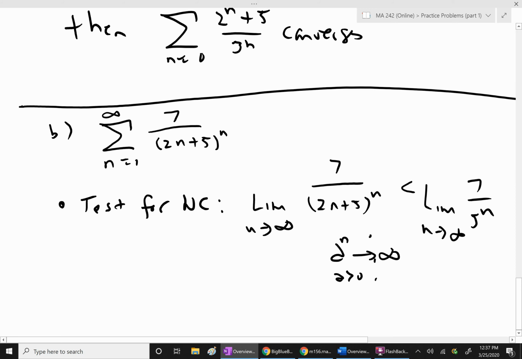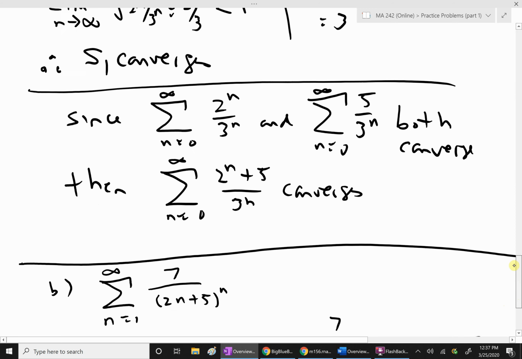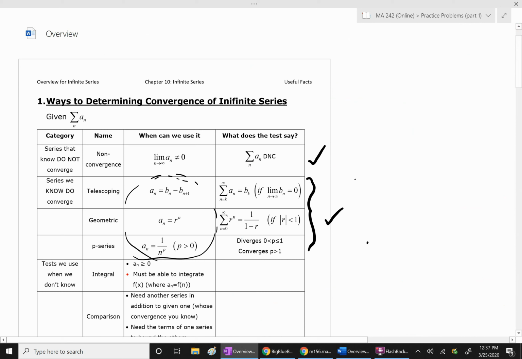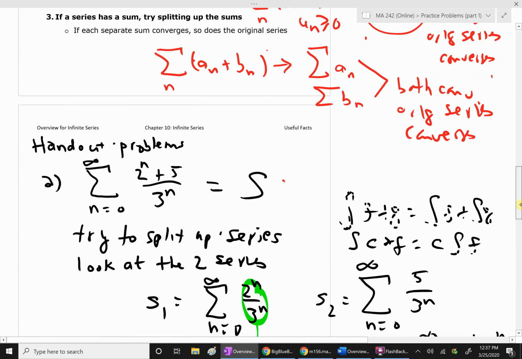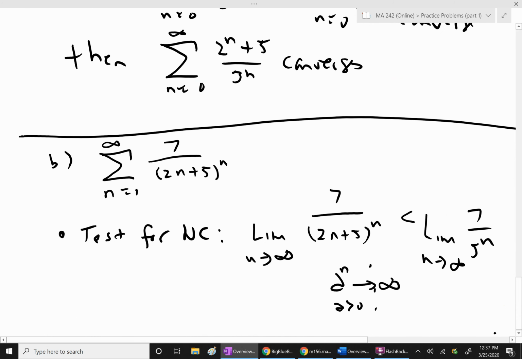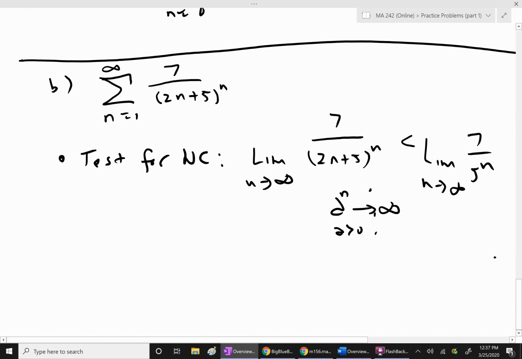Does this look like any of our known series? Let's go back up and look at the series that we know about and how they converge. We have telescoping. Is this a P series? Here's a good question. That would be the first thing you would think. It's the only thing it could possibly be. Is it a P series? Why or why not? Okay, the answer is it isn't. The reason why is that a P series looks like 1 over n to the P, where P is a fixed number.